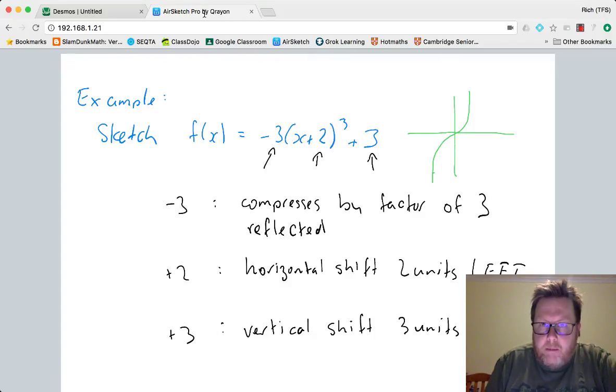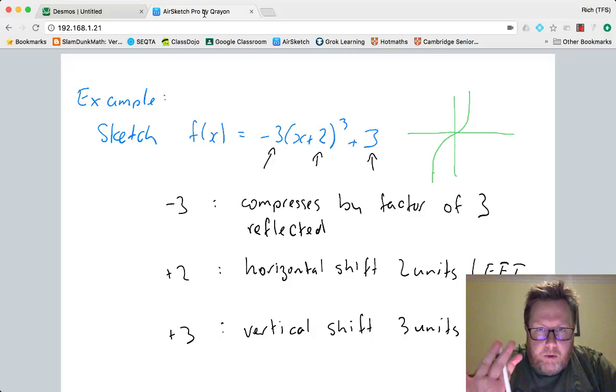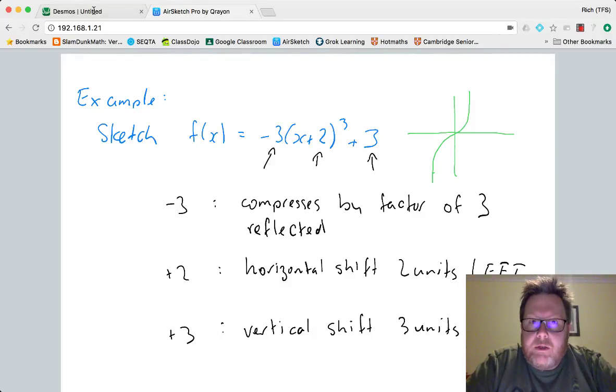You might want to take a moment to pause the video again and think about it, or even draw a rough sketch without worrying about critical points. Just draw a rough sketch as to where you think the graph would be and what it would roughly look like. Very useful to do that, I think. Okay, moment to pause.